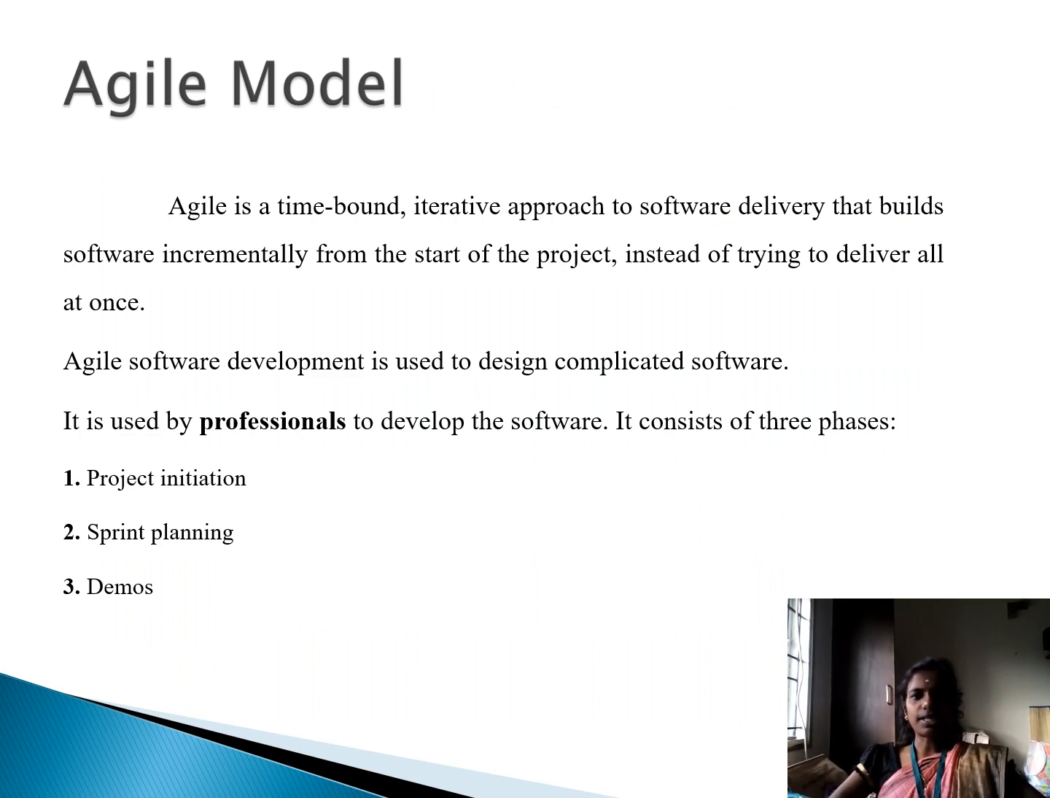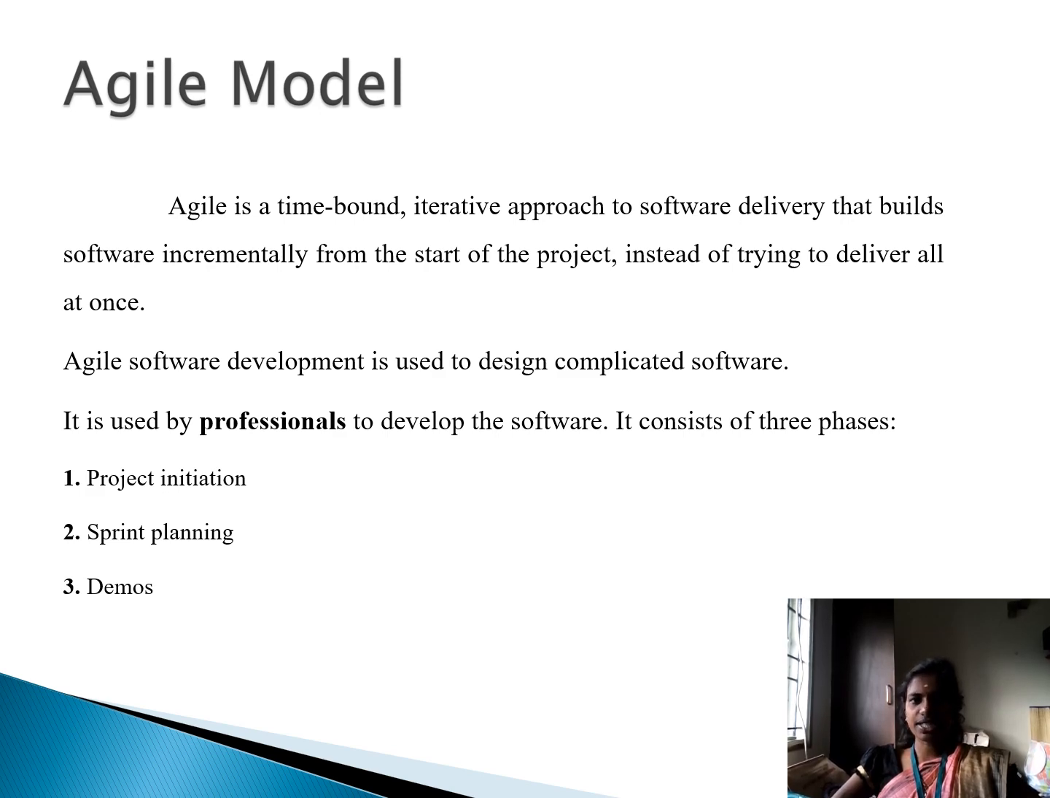The agile model is a time-bound iterative approach to software delivery that builds the software incrementally from the start of the project, instead of trying to deliver it all at once. In this agile model, it is not going to develop the complete software at once. It will identify which part of the project is the core, and first it starts developing that core alone. It starts developing that core and planning.